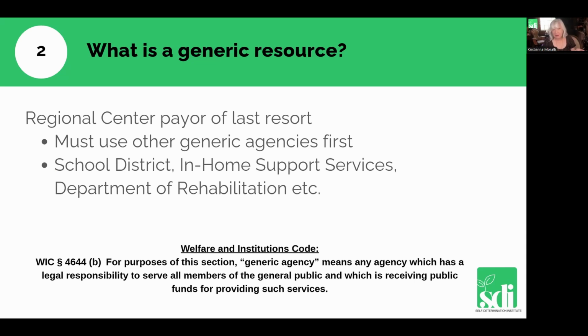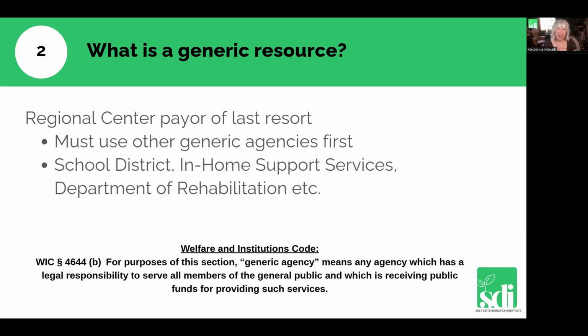Now, there's some big ones when you're at school age, which is the school district, right? So you're going to typically see budgets that are smaller for regional center for school-aged participants because they have this huge generic resource. So what does that mean? It means you can't go into self-determination program and say, I just want to get speech because I don't like what they offer at the school district, or they're not offering me what I want. And so I'm just going to go into self-determination program and do that. You can't do that, unfortunately. In a perfect world, we all wish we could do that, but we can't.